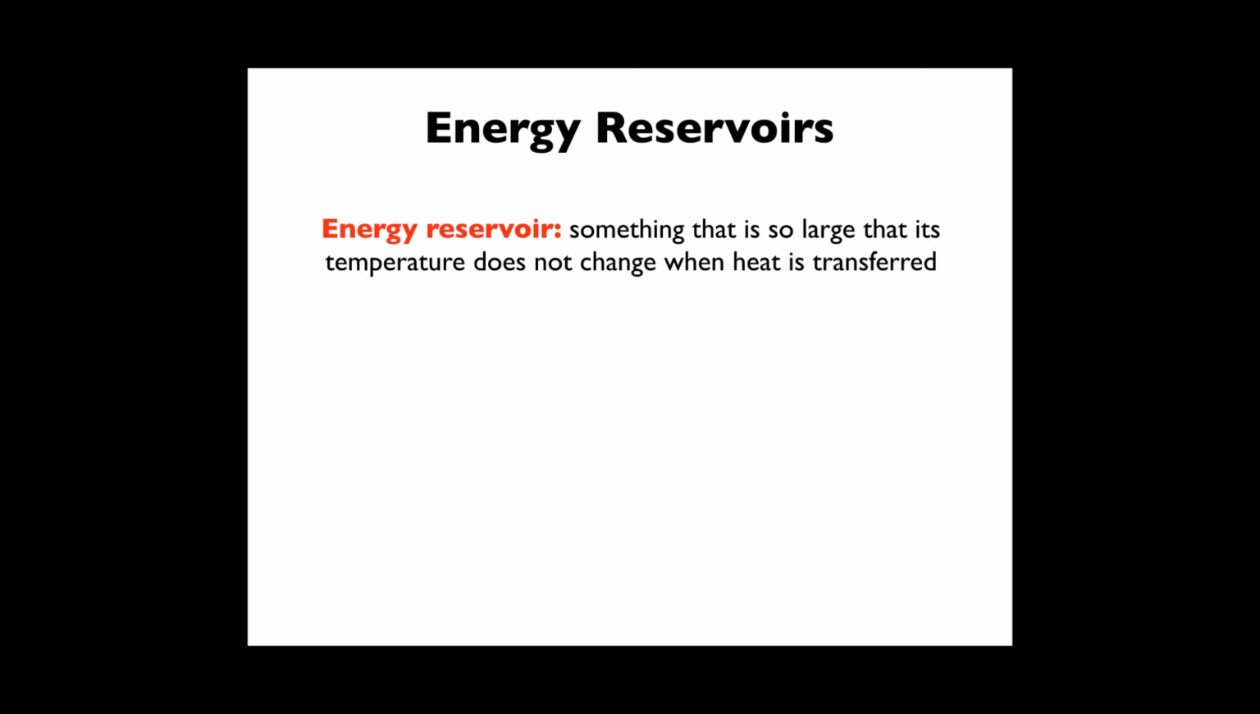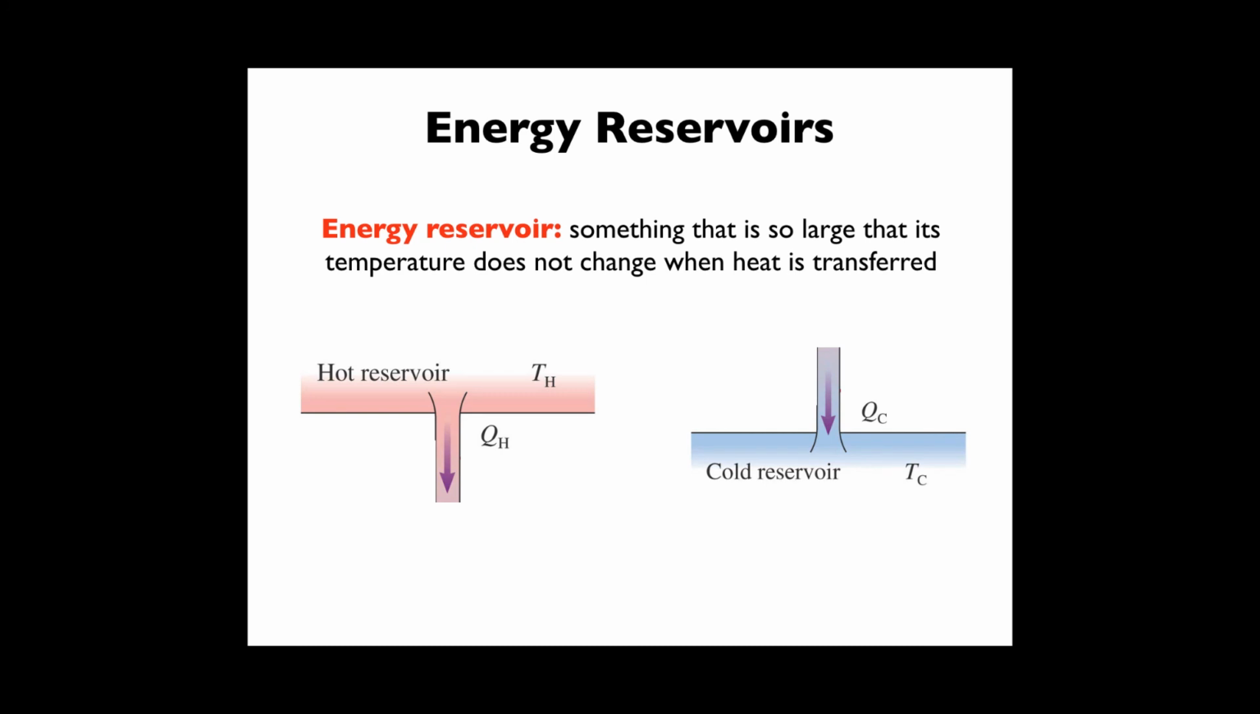If heat is transferred from a hot reservoir to the system, you call that Q sub H. If heat is transferred from a system to a cold reservoir, we call that Q sub C. Remember, these are always positive. One goes in, one goes out.